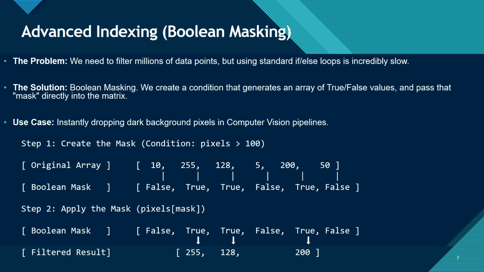So, advanced indexing: Boolean masking. The problem is we need to filter millions of data points, but using a standard if loop is incredibly slow. So what is the solution here? We have Boolean masking.